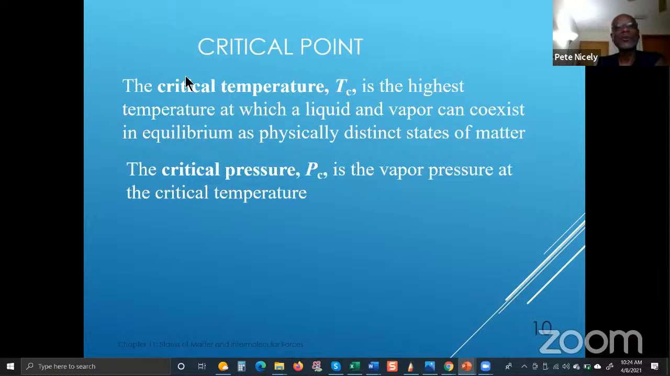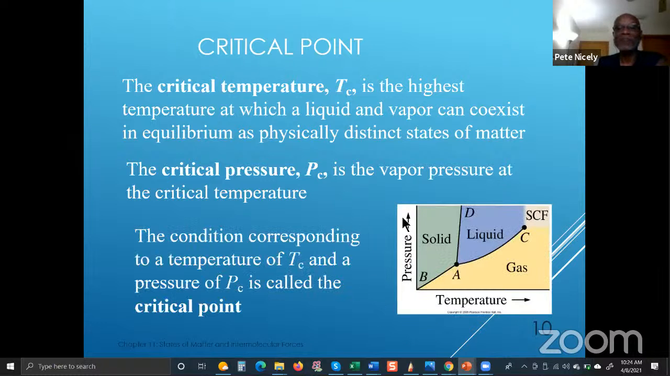Now, the critical temperature is the highest temperature at which a liquid and vapor can coexist in equilibrium as physically distinct states of matter. And then you have the corresponding critical pressure, which is the vapor pressure at the critical temperature.